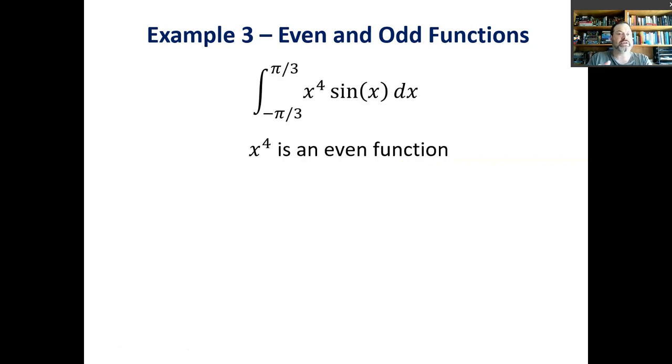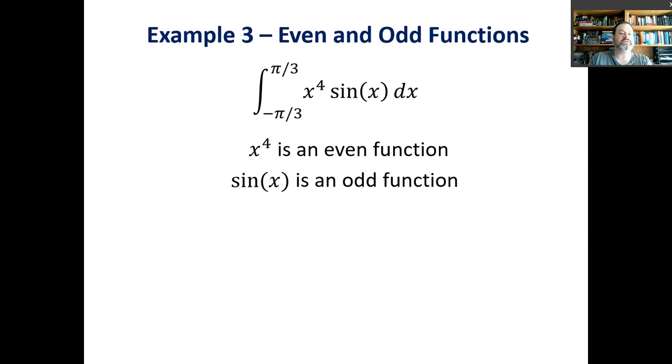Well, x to the 4th is even. That's a polynomial with even exponents. Sine x is odd. So what happens when you multiply an even function times an odd function? Well, it turns out it works the same way as adding odd and even numbers.